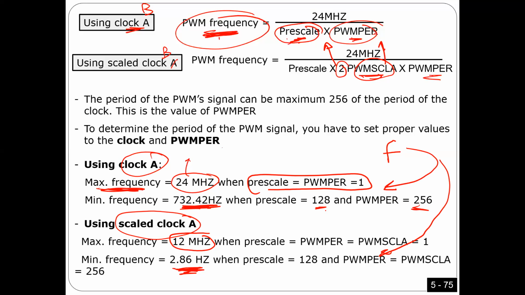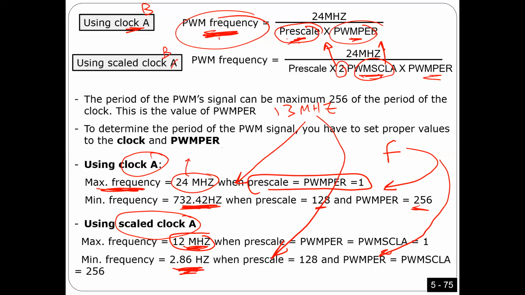For example, if I ask you to generate 13 megahertz, I have only one option. This one. This is the only option. I cannot use this one. Why? Because the maximum here is 12. So this is very important. Now for each clock, you can know what the minimum and the maximum are. So if you want to generate a frequency, you have to make sure it is within the range to know whether you can use it or not.